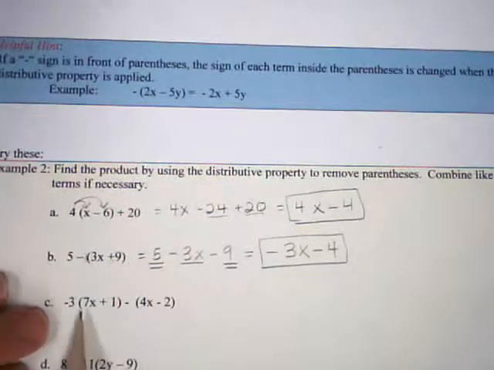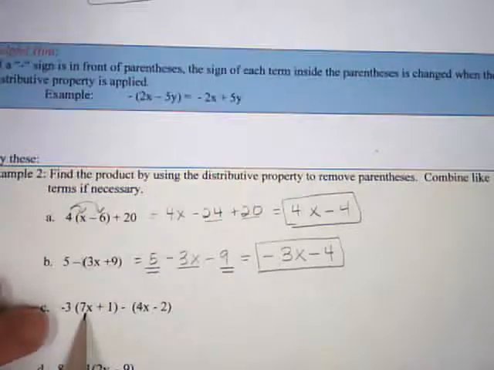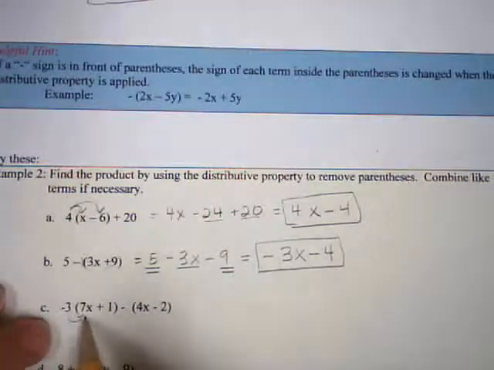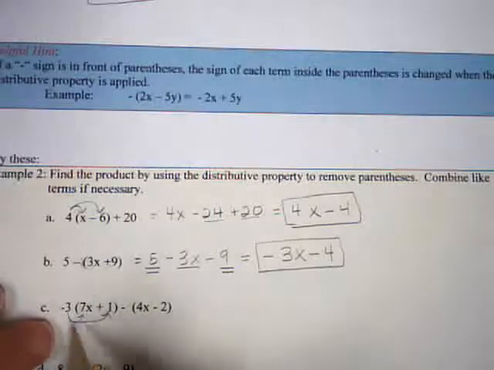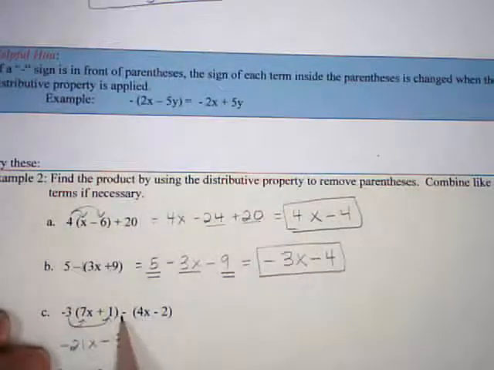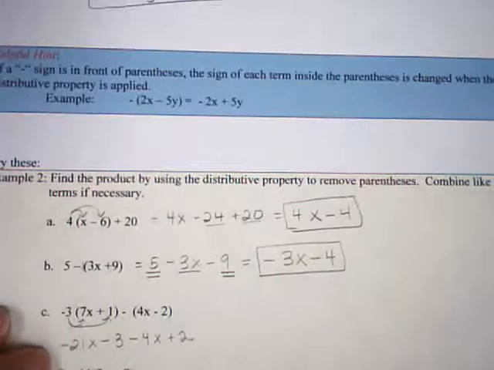C is a little bit longer. We're going to have to distribute twice. Negative 3 times (7x plus 1) minus (4x minus 2). When I distribute negative 3 times each term in the first parentheses, that gives me negative 21x minus 3. Then remember what this negative is going to do: change the sign of these two. So I would have a negative 4x and a positive 2.